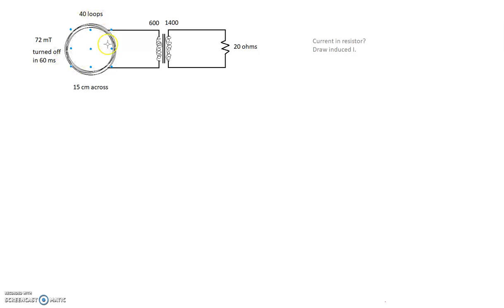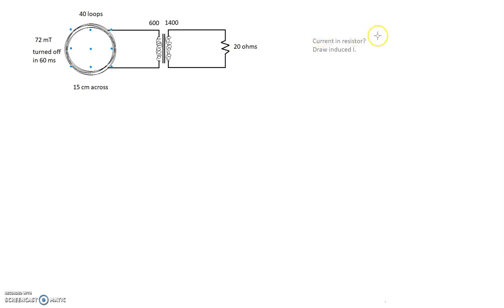Here we have a 40 loop coil 15 centimeters across with a 72 millitesla field going through it, and we're going to turn off the magnetic field in 60 milliseconds, which is going to induce an EMF and a current in this coil, which is then connected to a transformer with 600 loops in the primary, 1400 loops in the secondary, and the secondary is then attached to a 20 ohm resistor.